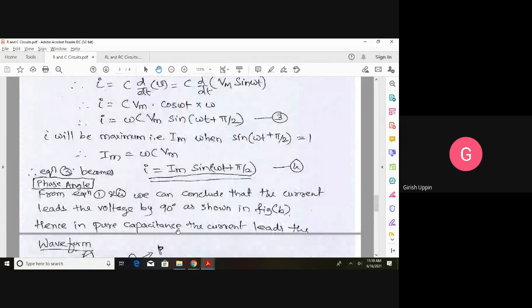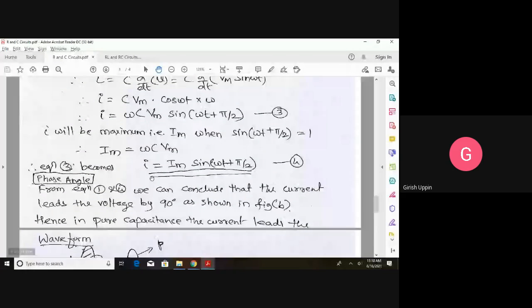Okay. Now this omega, again it's a constant. We can write I is equal to omega C Vm, then sine of omega t plus pi by 2. This cos omega t can be represented in terms of a sine, that is sine omega t plus pi by 2.